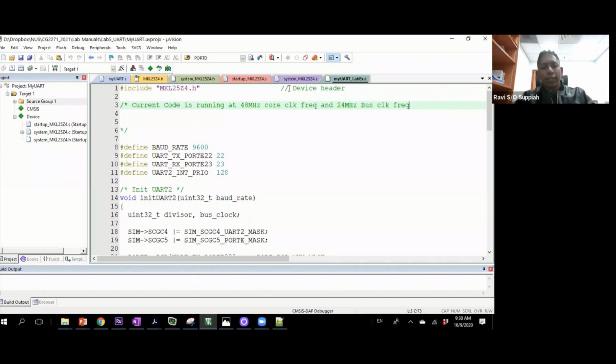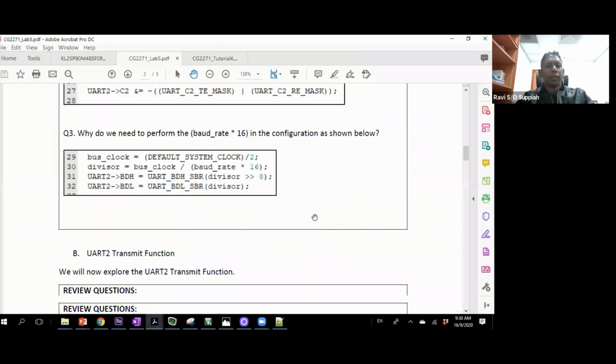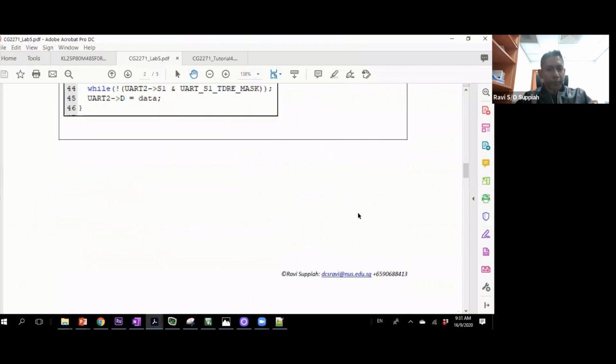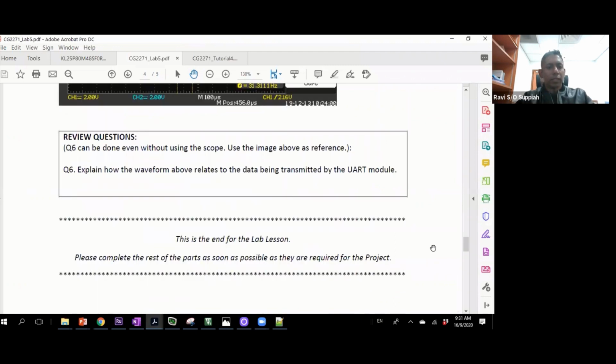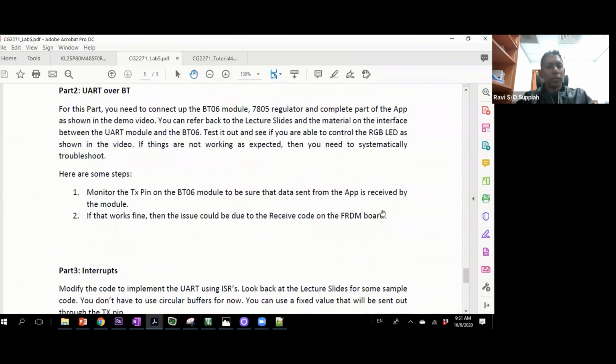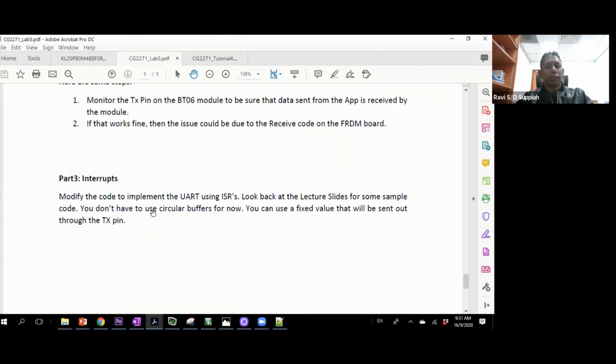So the one thing that is not shown here, which is also something you need to do, is extending this to use interrupts. So this is the part I mentioned. Two things: UART over Bluetooth, which you need to try, and then you need to convert this to interrupts. So this is a requirement. If you look at the project document specifications, the UART must operate on interrupts. So you need to make sure that is done.